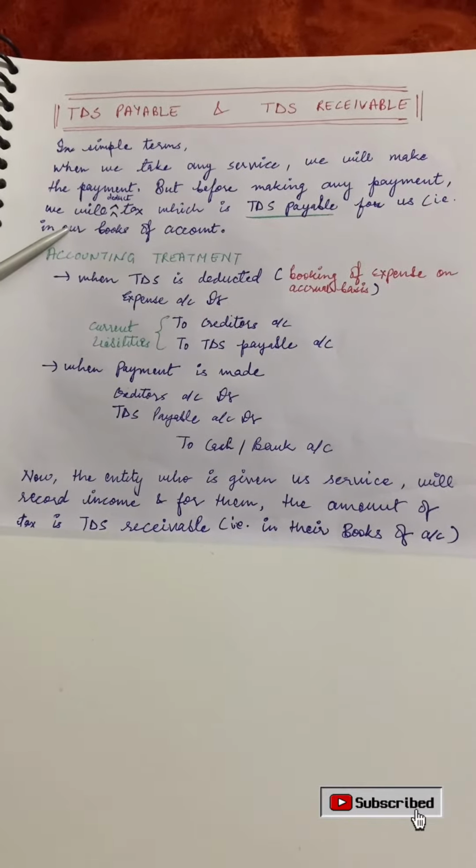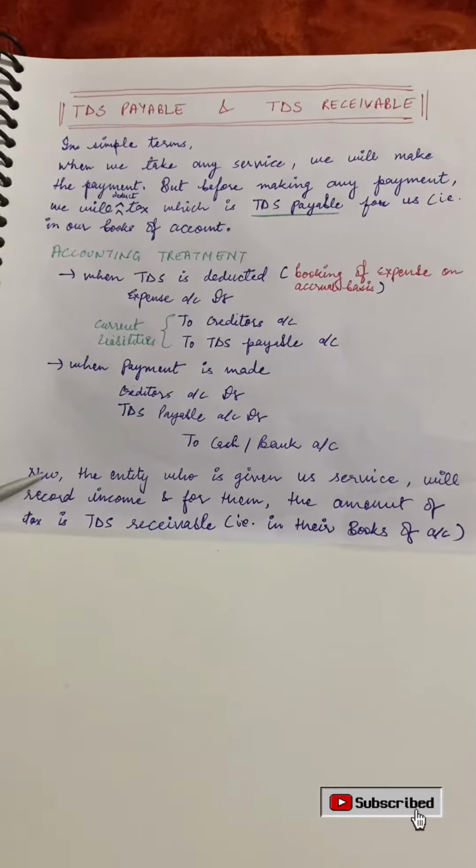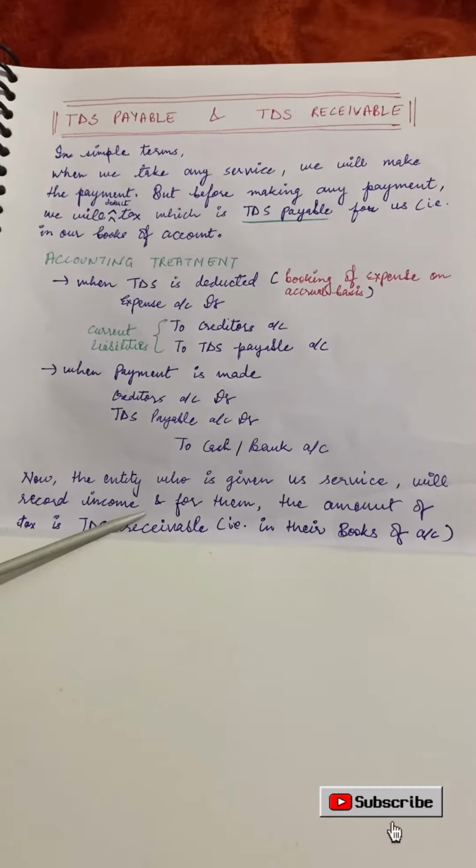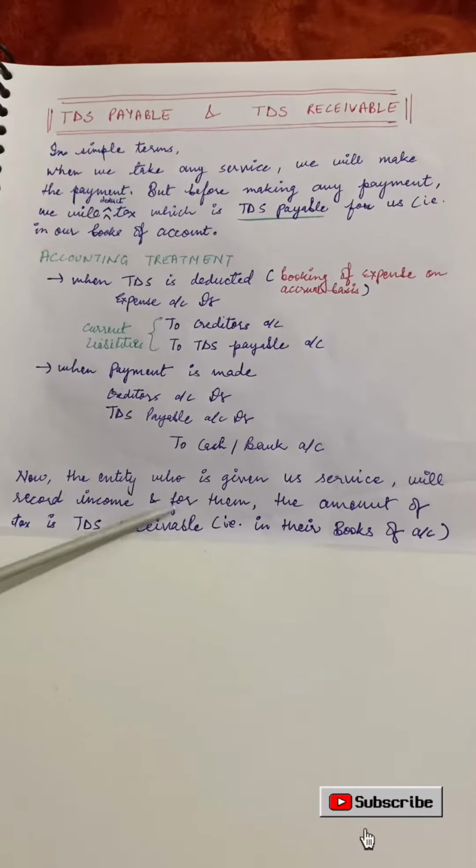And the same tax that we are deducting, it is the TDS receivable for the person who is going to record the income. So it will be recorded as TDS receivable in their books of accounts.